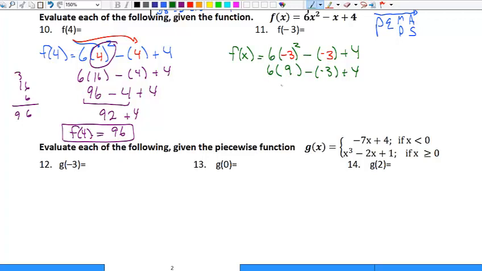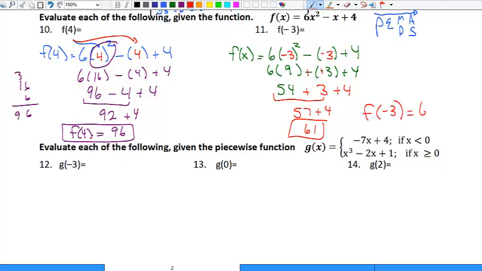And then multiply and divide, I can do some multiplication here. 6 times 9, that's 54. We can also do another bit of multiplication. Minus a negative, we add a line, change the sign. That's really plus 3. Then left to right, 54 plus 3, that's 57. 57 plus 4 is 61. So therefore, f of negative 3 is equal to 61.